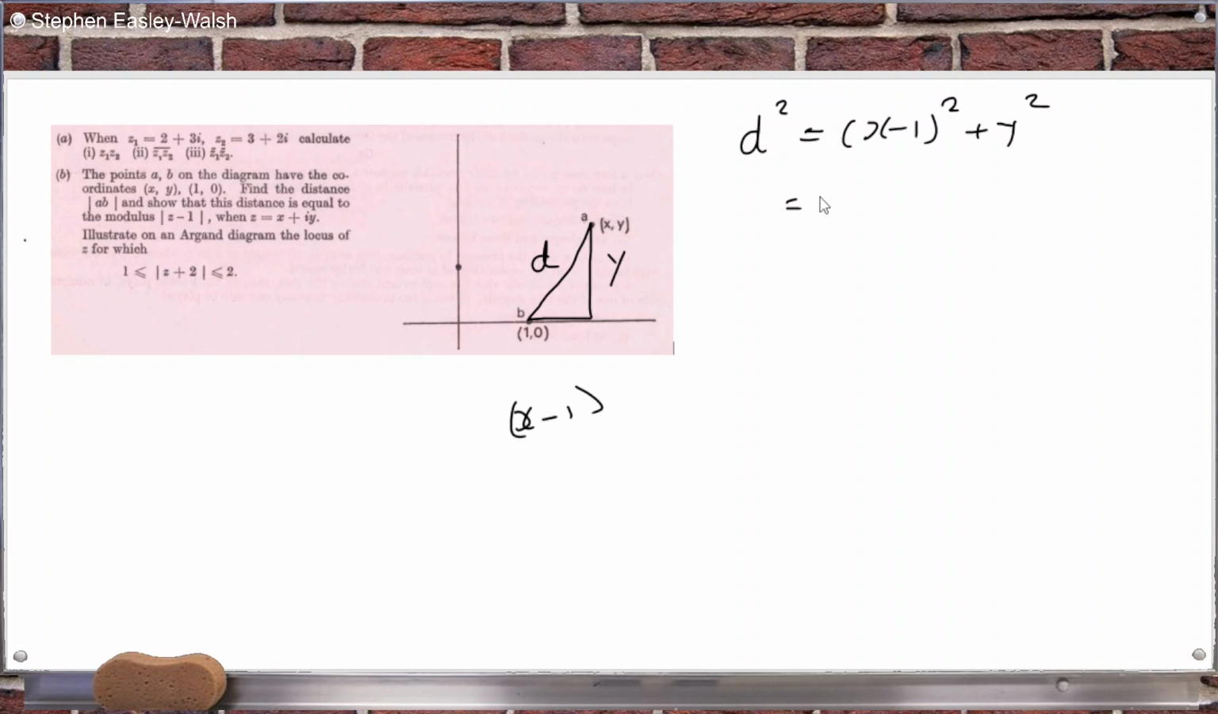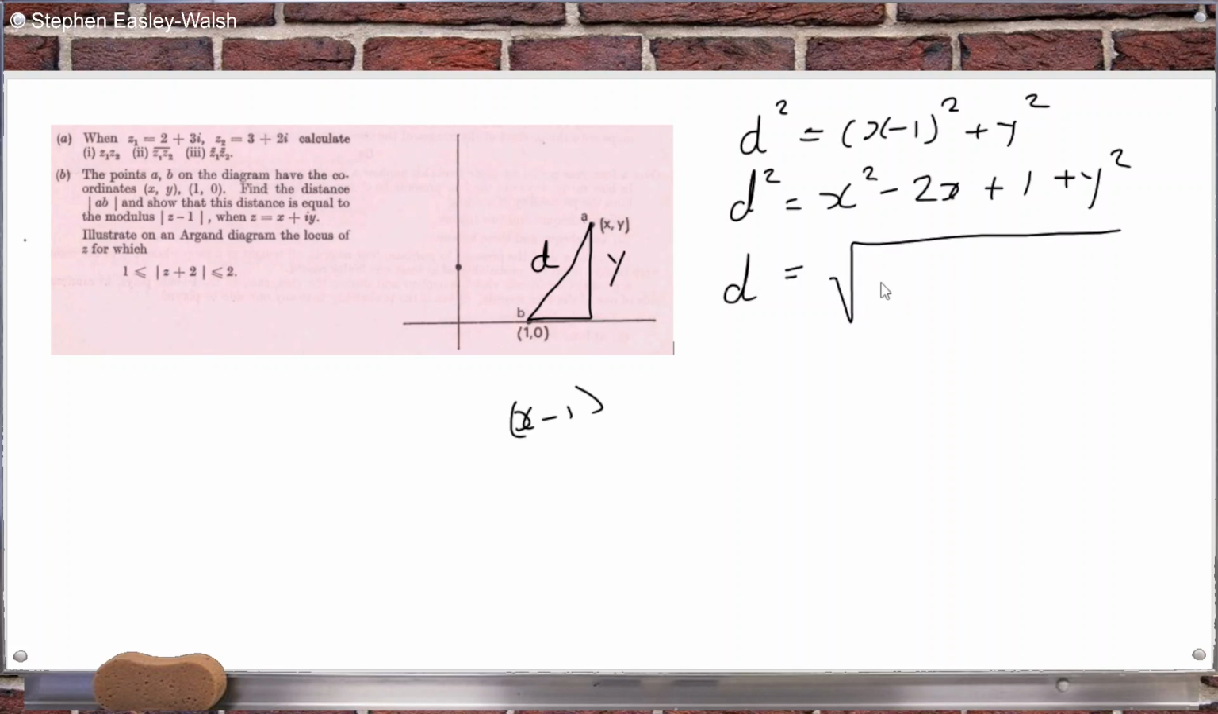So that's equal to x squared minus 2x plus 1 plus y squared. So I guess d will be the square root. See, I'm not sure if I need to expand it, but I will.